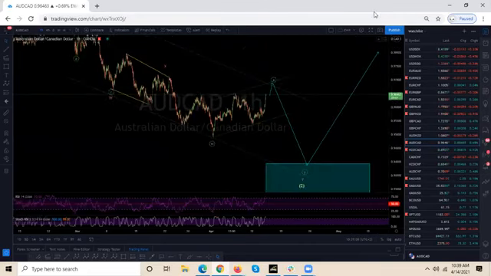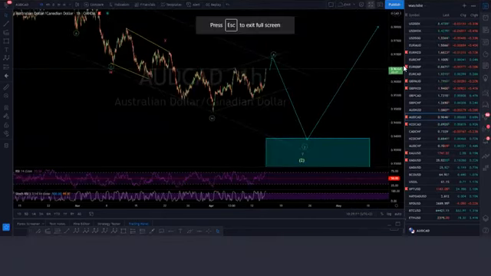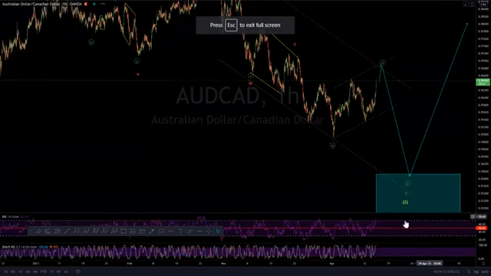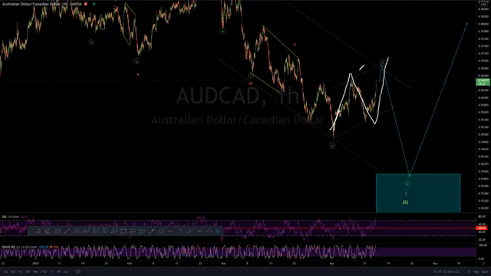AUD CAD, those of you recall, have been looking at this one for quite some time now to come and give us this leg to the downside here. So I would only love to see AUD CAD if it can come and trade lower here. I am looking at this here as a possible three-wave structure, and then after that I'll be looking for this move to the downside. Then after it comes around here, I'll be looking for this move to the upside here.